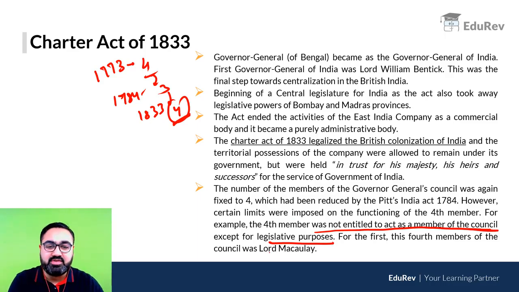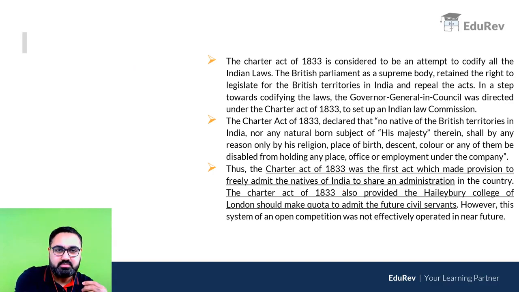This 4th member was a very, very famous person of that time, Lord Macaulay. You will hear Lord Macaulay's name a lot of times when you read modern history. His views on education, his views on English medium education was what set up India's first education system. And he was the one who decided that 1 lakh rupees will be spent on English education. So the 4th member was added, which was Lord Macaulay. This was not given complete powers, it was only given powers for legislative purposes. That is why the 4th member was also called the law member.